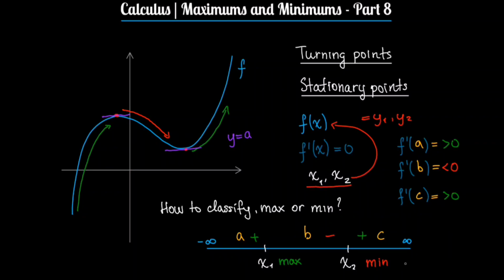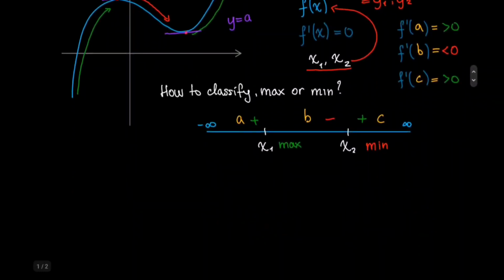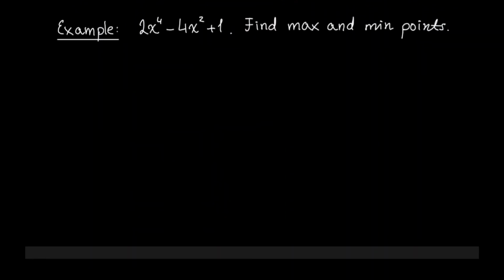What's drawn here on the number line is basically the same thing as the green and red arrows on the original f curve. If this is still a little bit confusing, let's go ahead and take a look at an example. We are given the function 2x to the power 4 minus 4x squared plus 1, and we're tasked with finding the maximum and minimum points of this curve.